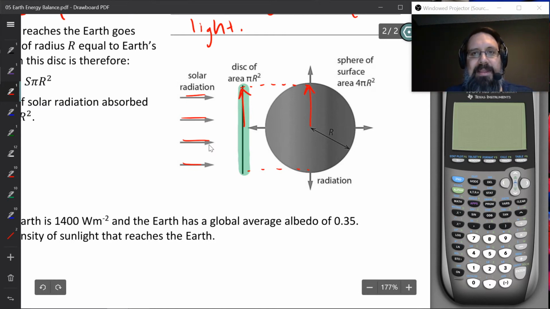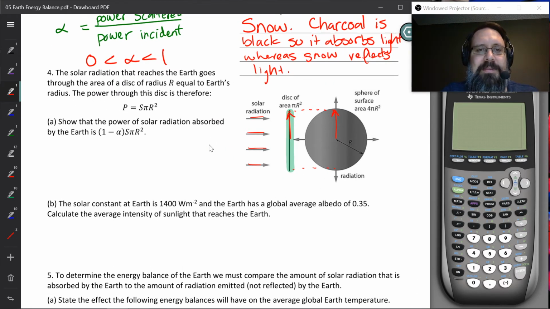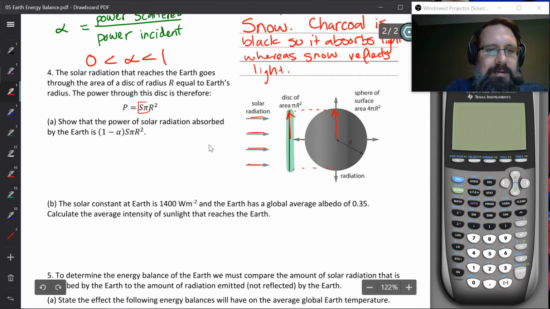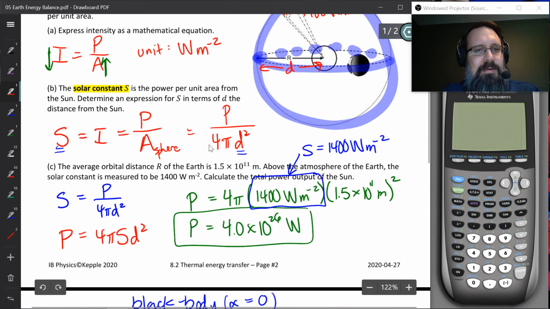So all the light that hits the surface of the Earth passes through that disk. So we could say that the power through that disk is just S pi r squared. And so what we're doing here is taking the area of the disk and multiplying it by S, where S is the intensity. This is just coming from this equation up here.